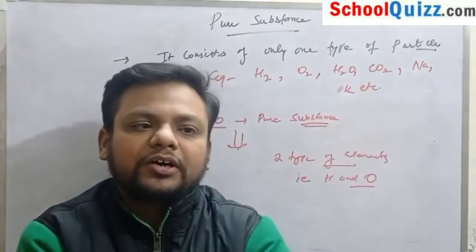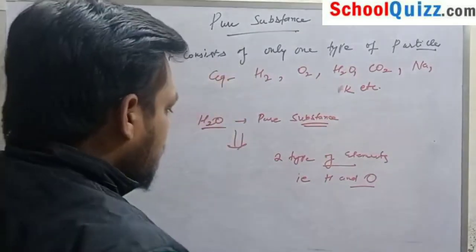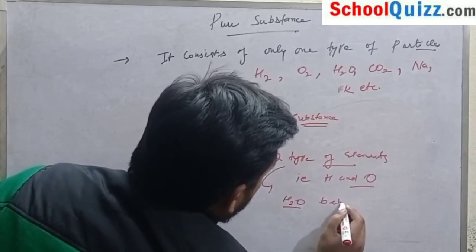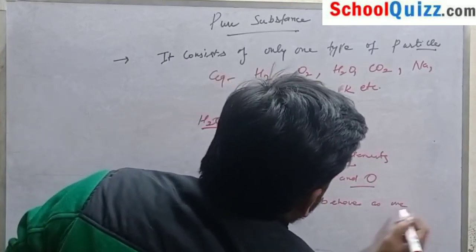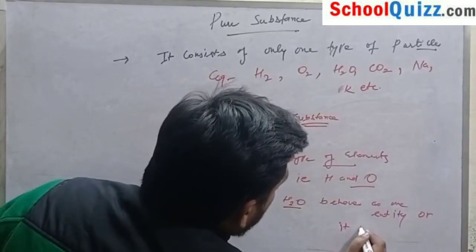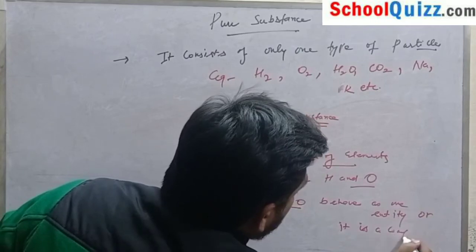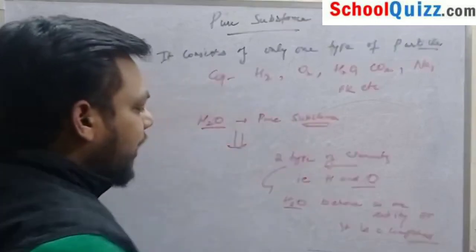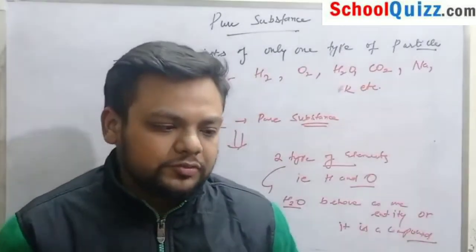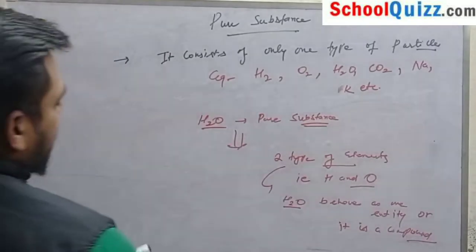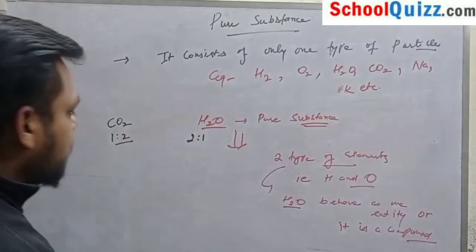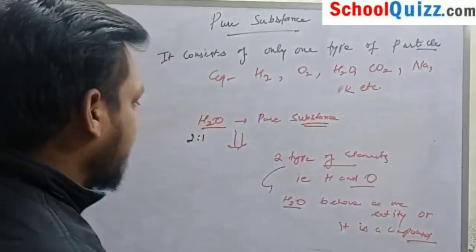So how can we say that water is a pure substance? Because water behaves as one entity, or it is a compound, which is combined in a fixed ratio. So we can say that water, like 2:1, like CO2 1:2, is also taken as a pure substance.